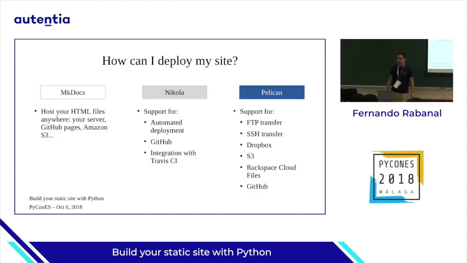So how can I deploy my site? In MkDocs, you move the folder, whatever you want. In Nikola, you have support for automatic deployment, support for GitHub, integration with Travis CI, which is a library for doing continuous integration. In Pelican, you have support for, as we saw before, FTP, SSH, Dropbox, S3, Rackspace, GitHub. So you have lots of options to deploy the page automatically.